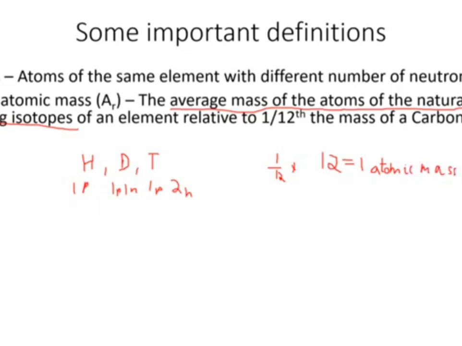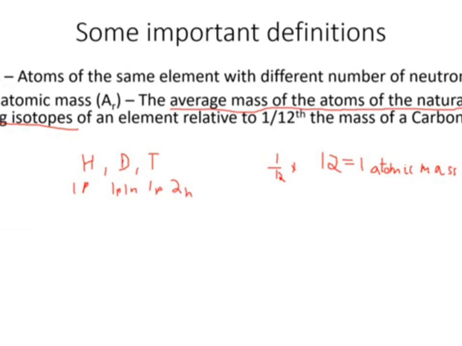So as I've written in the definition, the average mass of the atoms of the naturally occurring isotopes of an element relative to 1/12 the mass of a carbon 12 atom. So 1 by 12 the mass of a carbon 12 atom is 1 atomic mass unit. So relative atomic mass is measured relative to this number, and for hydrogen it is 1, for helium it is 4. The relative atomic mass of helium is 4, and so on.